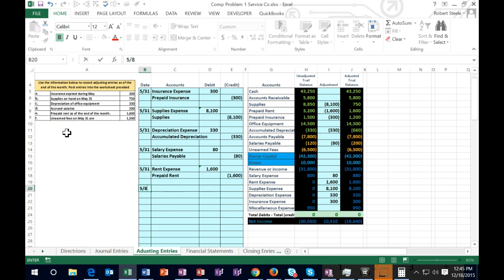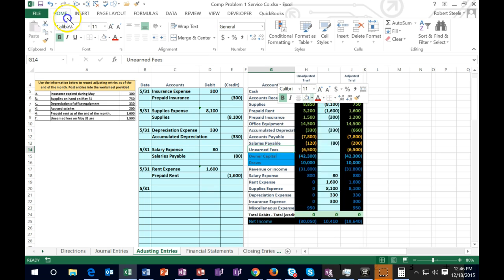Also going to be recorded on 5/31, and we have unearned fees on May 31st. So we have unearned fees, so we're going to do our same thing. What's going to be the account above the blue line? And yes, this is not a trick question. It's going to be unearned fees. And so we're going to put that here.